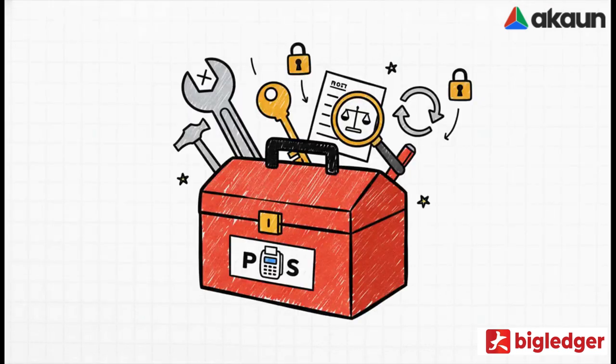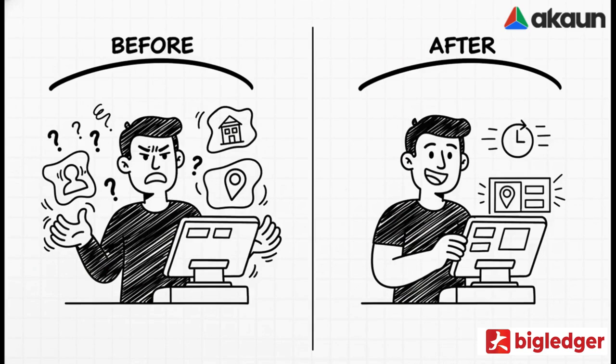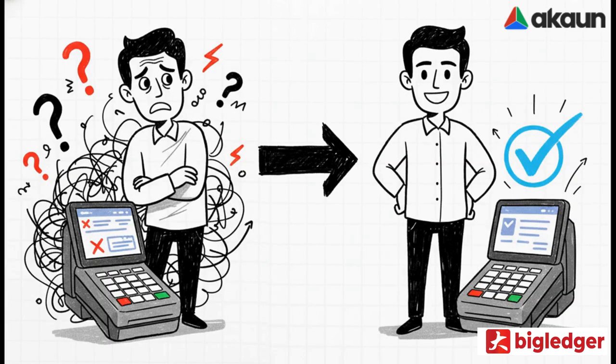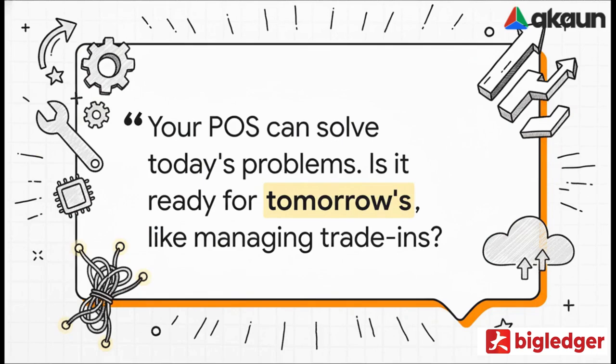As you can see, the system has built-in tools to handle all these daily hiccups. Here's a pro tip to prevent errors. Set your defaults. It'll save you time on every sale. Knowing these features turns that "oh no" moment into an "I got this" moment. It's all about confidence. So, your POS can handle today's issues, but is it ready for whatever tomorrow throws at you?